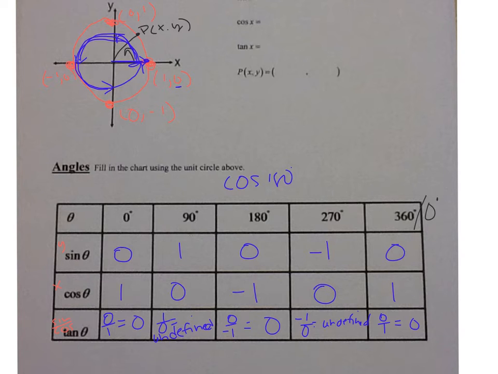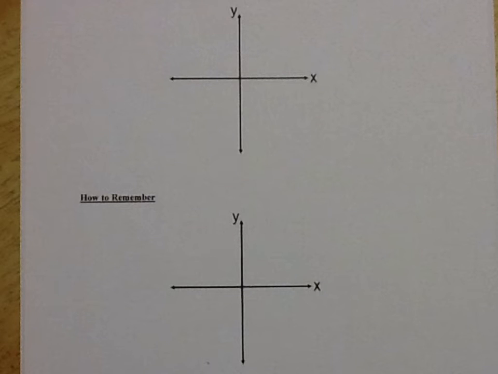All right, so let's flip it over. Let's talk about the signs in the quadrants for sine, cosine, and tangent. So remember, this is quadrant 1, quadrant 2, quadrant 3, and this would be quadrant 4.